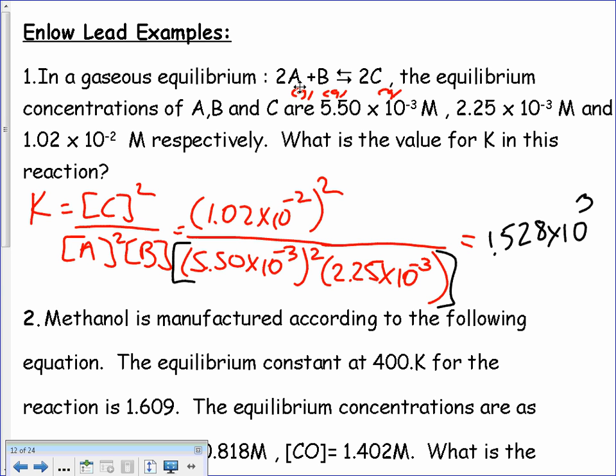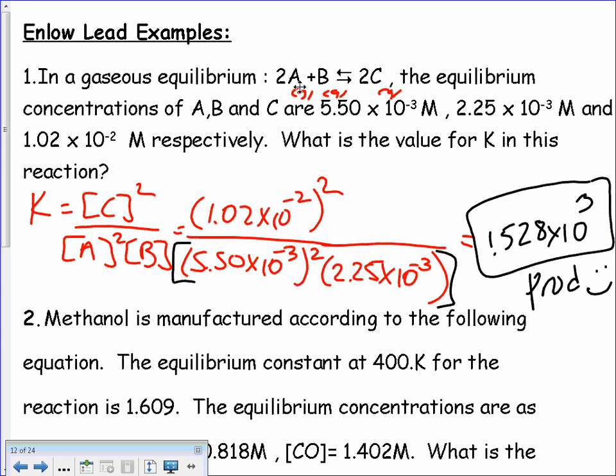All right, so we found the value of K to be about 1,500. Is K greater or less than 1? Greater. So who's favored? Definitely products. And you can tell because it's 10 to the negative second versus 10 to the negative third on these, which are lower. So the products are favored.